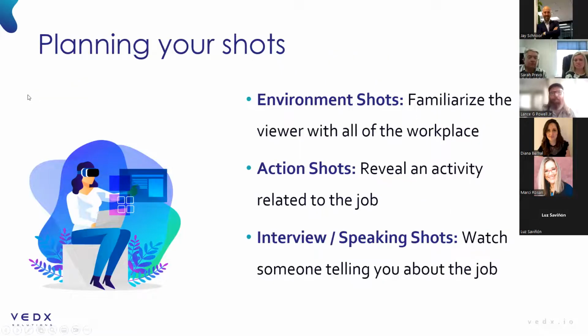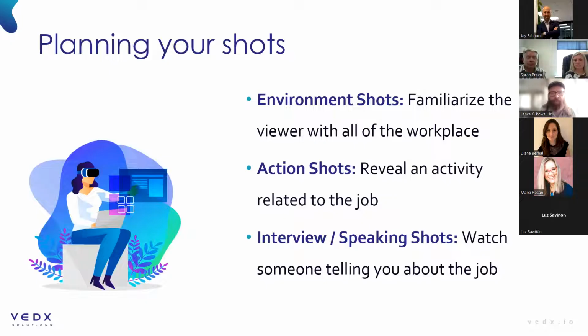Okay, so in planning your shots, I give 3 different types of shots. The first one is an environment shot. So the tourism example I gave, the real estate example, those are environment shots. For us, we just want to show a workplace so they can get a real sense of what they will experience, what they will see and be around from day to day.